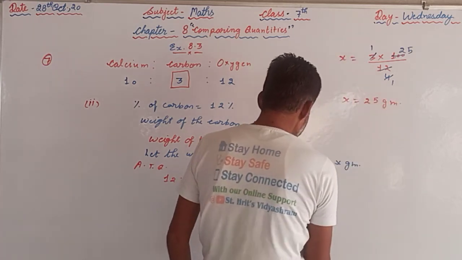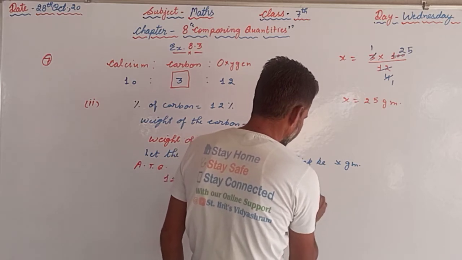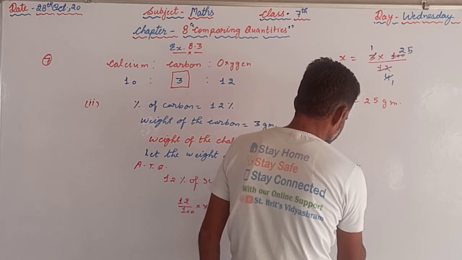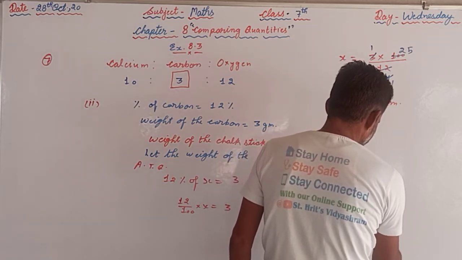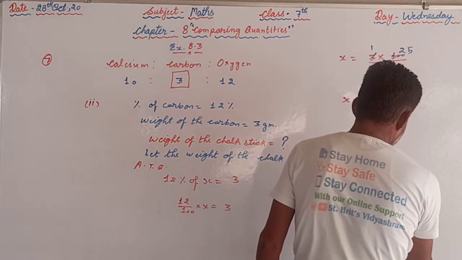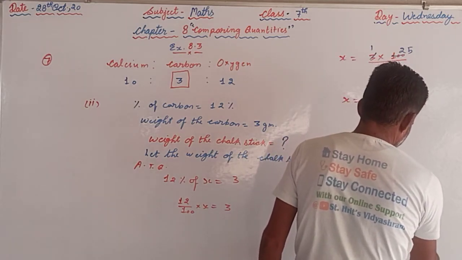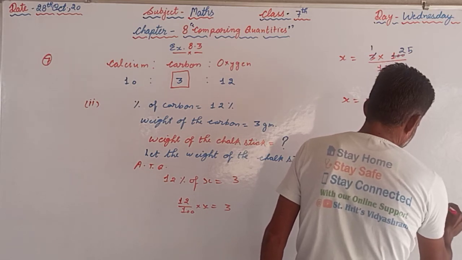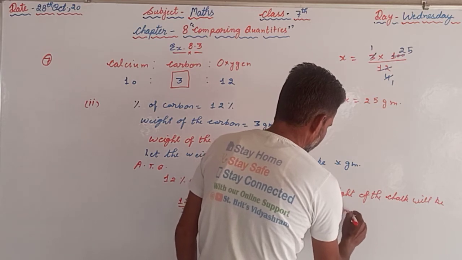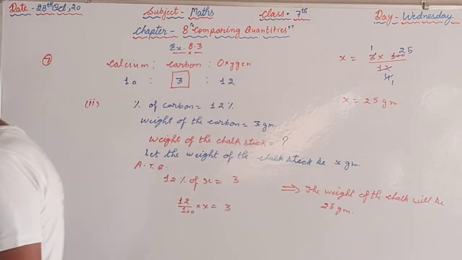gram, means the weight of the chalk will be 25 gram. So, that is the answer for this question, that is question number 7. After this question we are supposed to discuss question number 8.